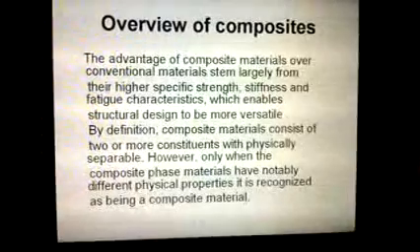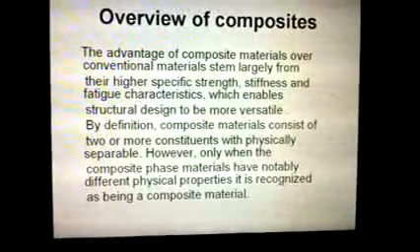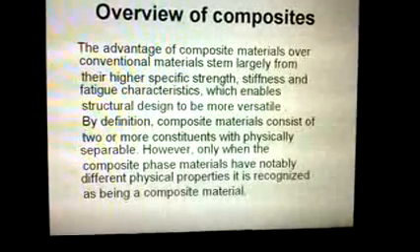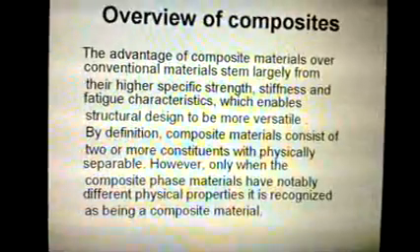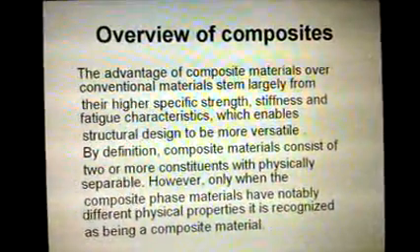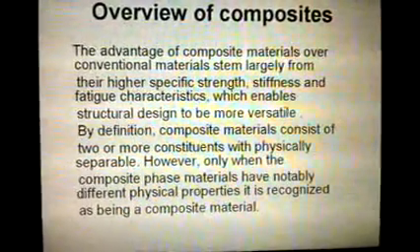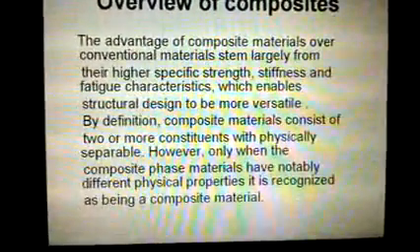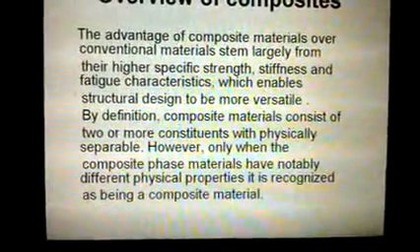First we will see overview of composites. The advantage of composite materials over conventional materials stem largely from their higher specific strength, stiffness and fatigue characteristics, which enables structural design to be more versatile. By definition, composite materials consist of two or more constituents with physically separable materials. However, only when the composite phase materials have notably different physical properties, it is recognized as being composite material.